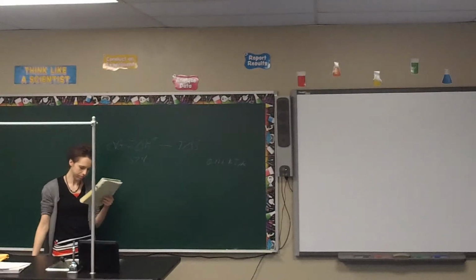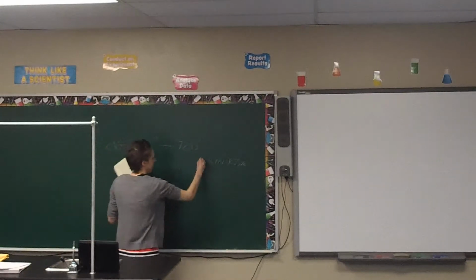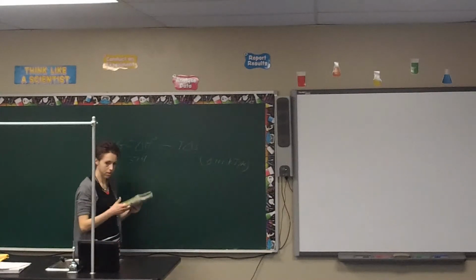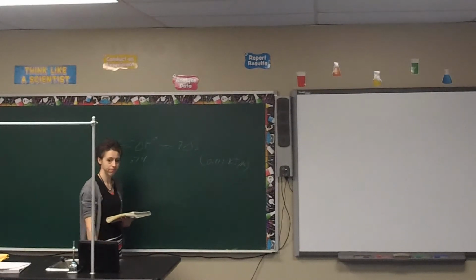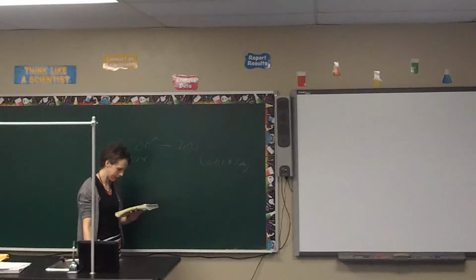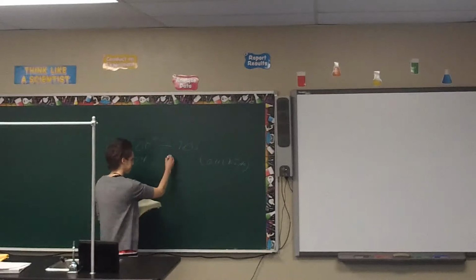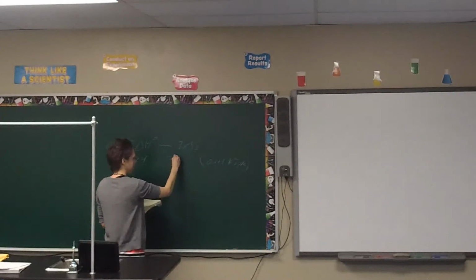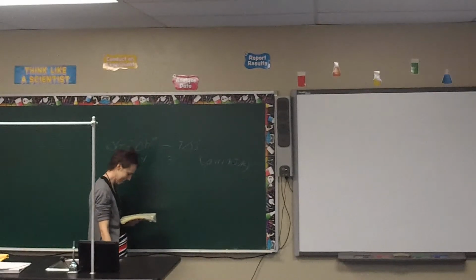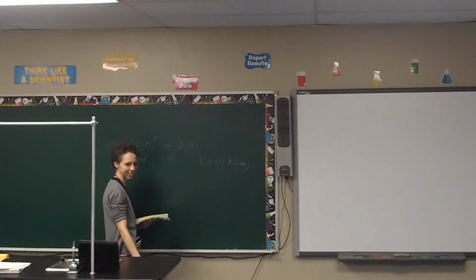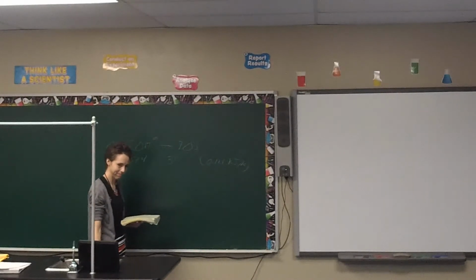Add. Alright, so what do I add if I'm going from Celsius to Kelvin? 273.15. So 273.15 plus 68. 341. There you go.